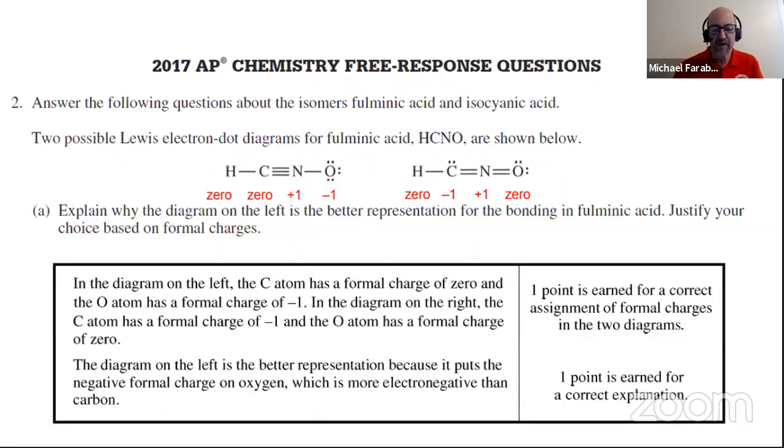Here are the official scoring guidelines for that question. So students earned 1 point for a correct assignment of formal charges in the diagrams, and they earned 1 point for the explanation talking about a negative formal charge on oxygen, which is more electronegative than carbon. So make sure that you read the question carefully and answer what is being asked.